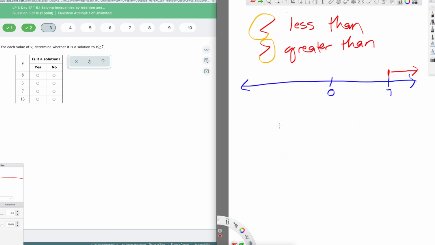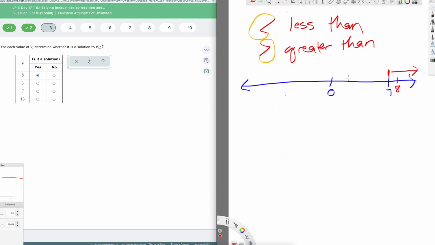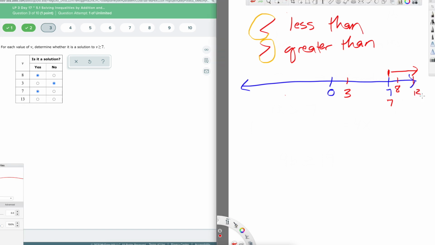Just looking at this, if I have 8, well, 8's over here, so that works. So that would be a yes. 3 would be somewhere around here, so that doesn't work. 7 works because it is 7. So remember, it's greater than or equal to 7. So 7 is part of the solution there. And then 13, that would be somewhere over here, right, if I kept going. So that also works. So that'd be a yes.